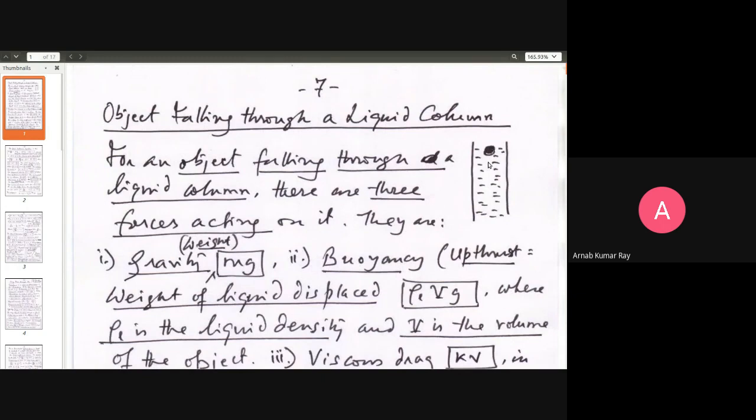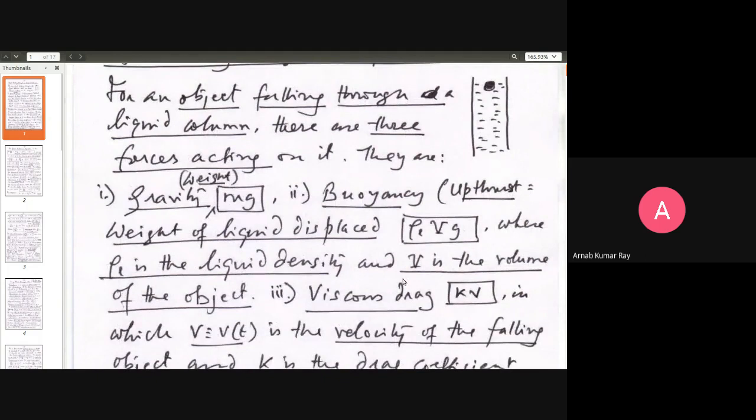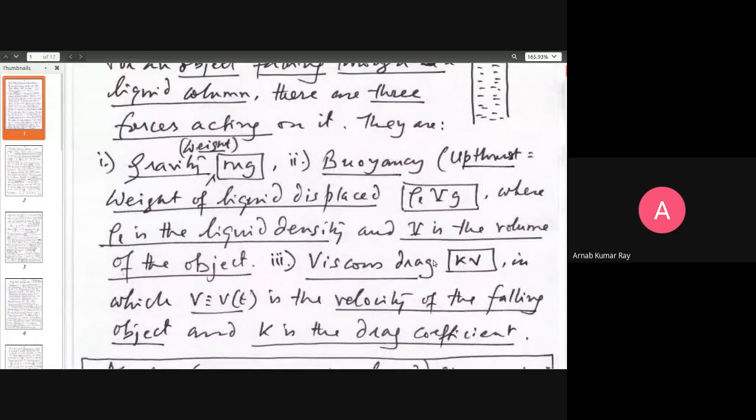One is this downward force due to gravity, and the second is this upward force due to buoyancy. Then there is also a third force, which is viscous drag. Water offers viscosity, resistance, viscous drag, which we are writing to be proportional to velocity.